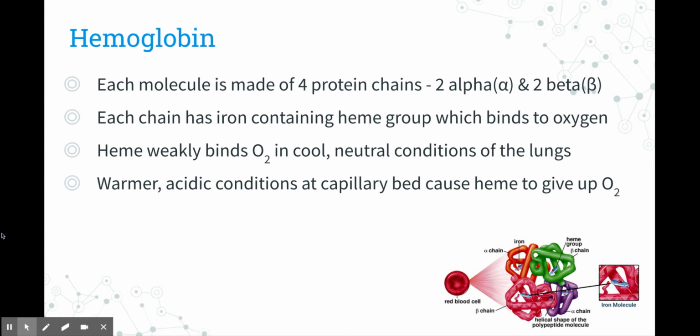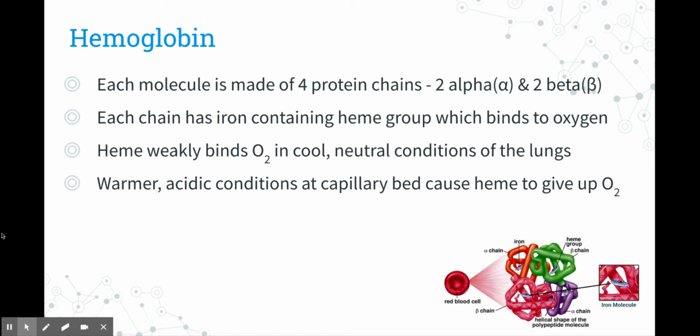Now, hemoglobin is a molecule inside our red blood cells. It's made out of 4 protein chains, 2 alpha and 2 beta folded proteins, and each chain contains a heme group which binds to the oxygen. The heme group is made of iron and some other molecules.